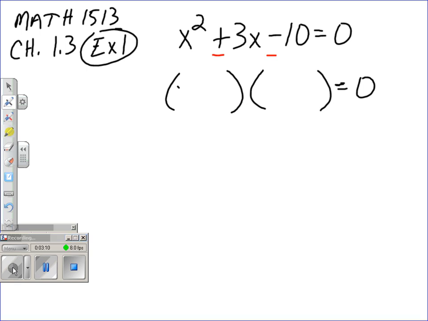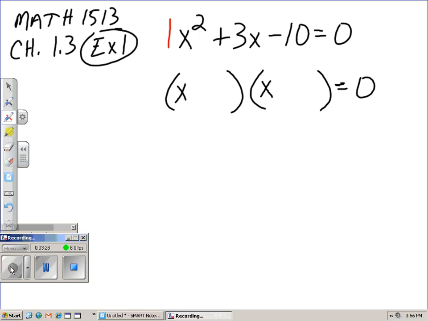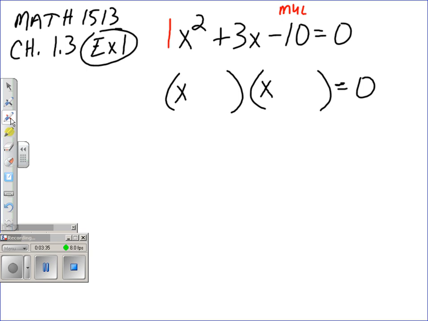Well, your x squared is going to split into x times x. That's pretty easy, and the reason it's easy is there's a coefficient of 1 in front of that x squared. Now, these types of quadratic equations are really easy because we know a little trick to factor them quickly. What we need is two numbers that when you multiply them, I'm going to write this above the negative 10, you get this negative 10. But when you add the same two numbers, you get a positive 3.